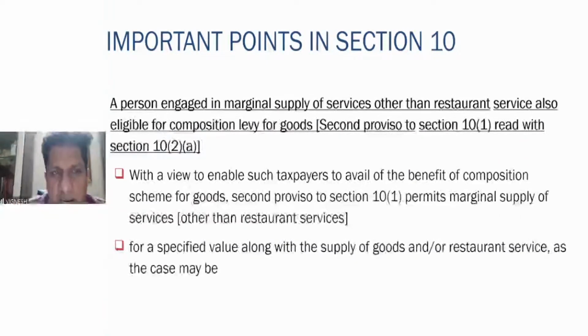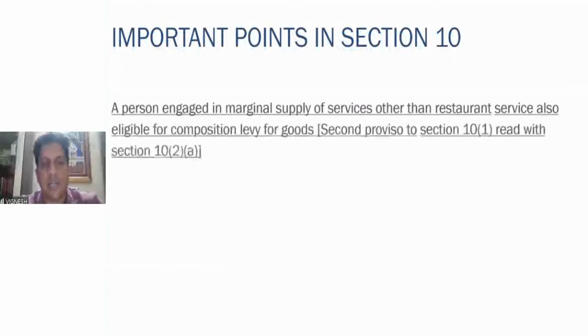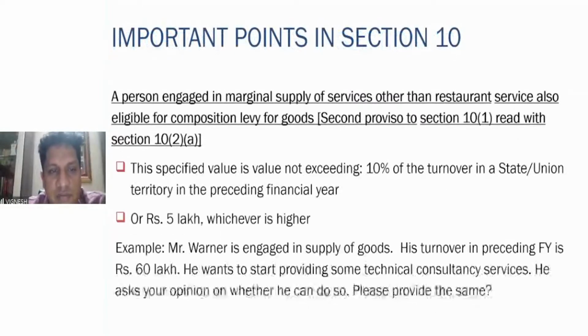Marginal supply other than restaurant service, as I told you, the second proviso is there in case of persons engaged in section 10 subsection 1 other than restaurant service. Apart from the goods, they are also providing some limited services. Then a view has been taken for them to avail the benefit. However, the specified value is important. That is, it will be 10% or 5 lakhs, whichever is higher.